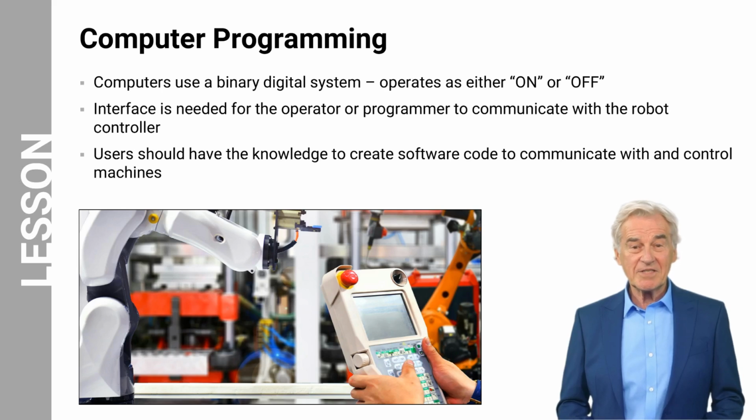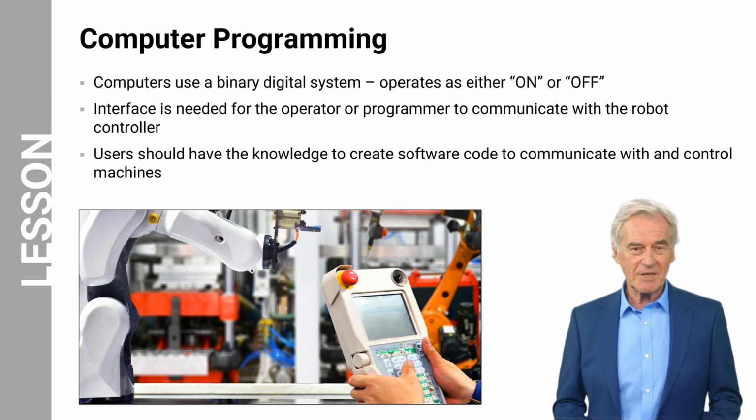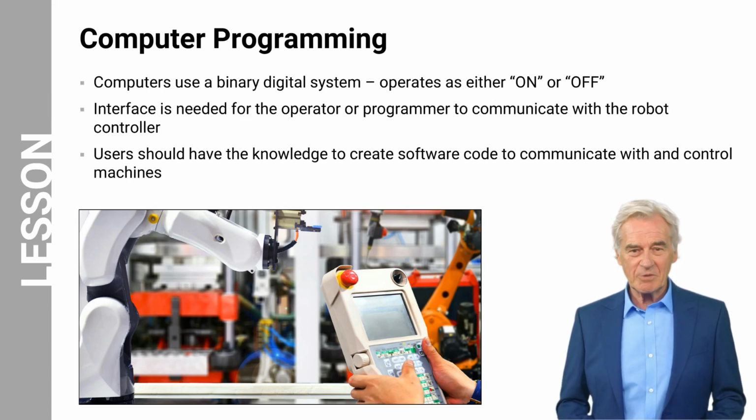Now that we've looked at the controller and the robotic system as a whole, let's briefly discuss the computer and the programming involved in controlling the robot and moving it as we desire. As an overview, computers are binary digital systems. This means that everything within them operates as either on or off, represented by zeros or ones, forming a discrete binary value system.